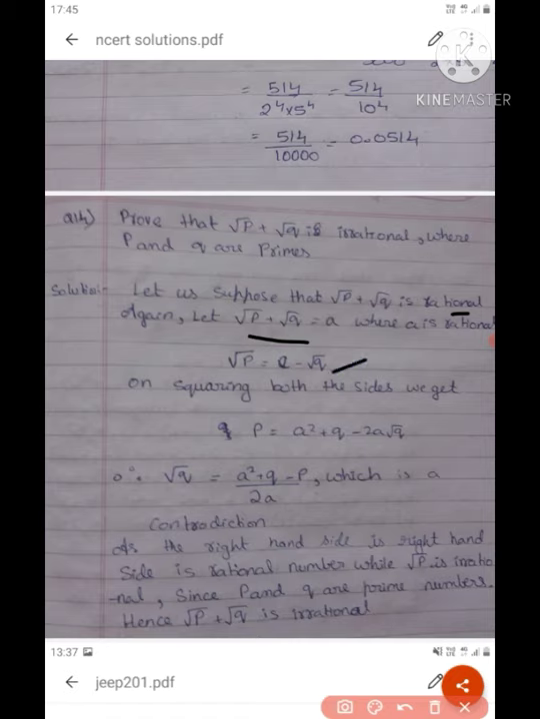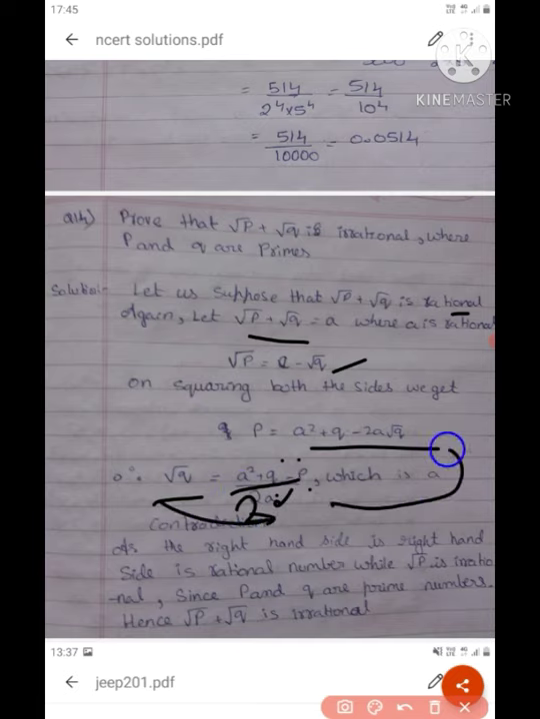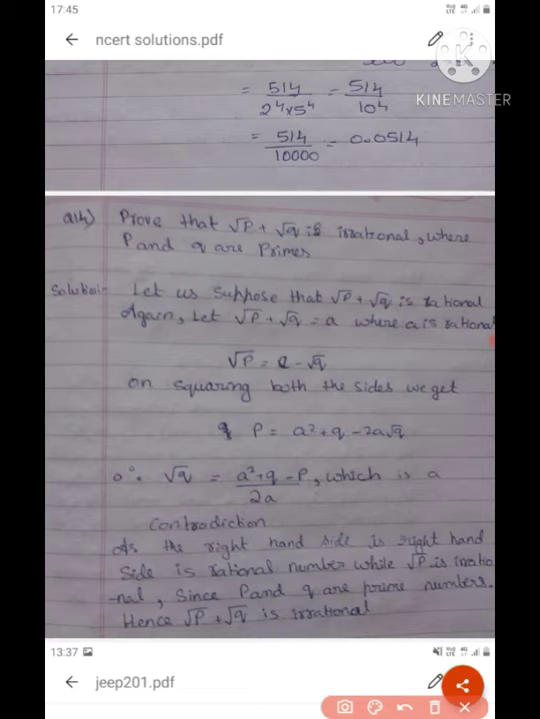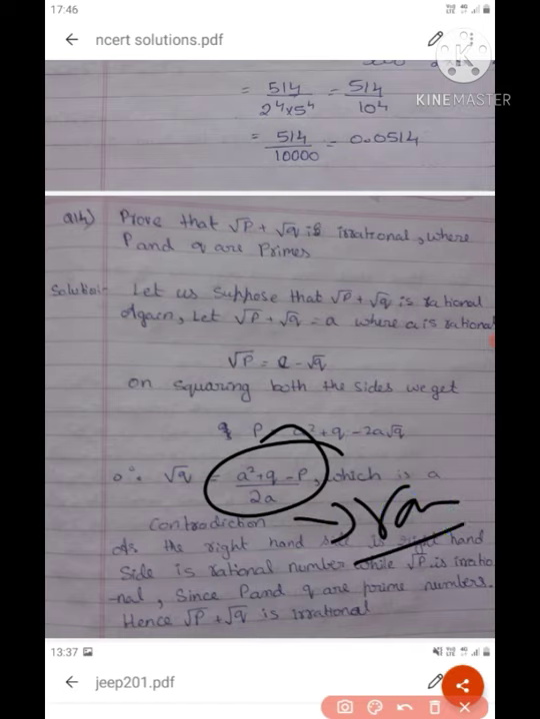We'll square on both the sides. p equals a minus root q whole square, which is nothing but a square plus q minus 2 into a into root q. Root q is equal to (a square plus q minus p) divided by 2a. We are just sending the 2a that side. Over here, a is a rational number. p and q are prime numbers. So overall, this term will give us a rational number itself.